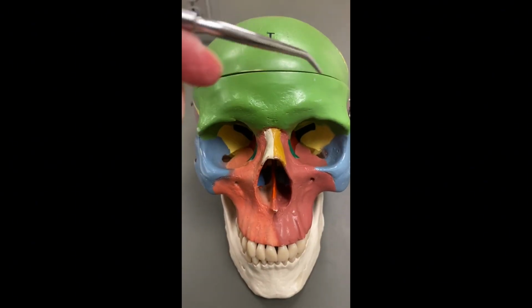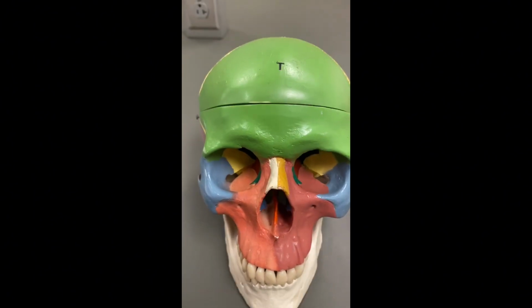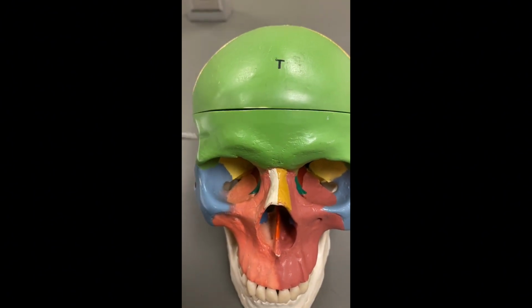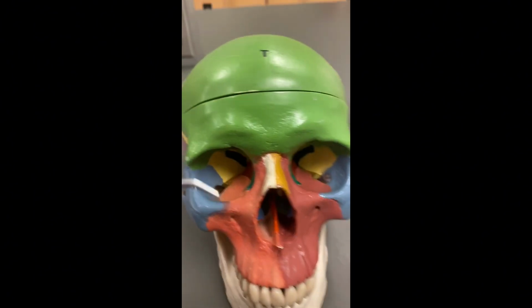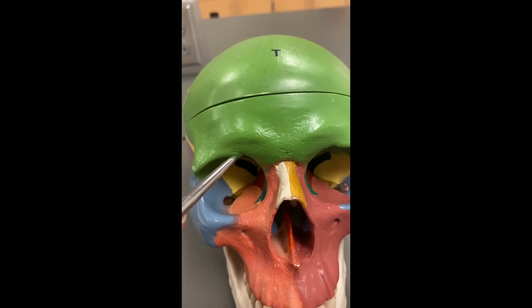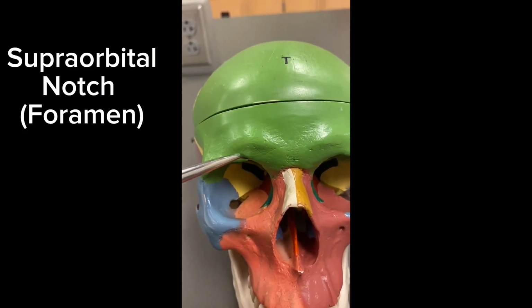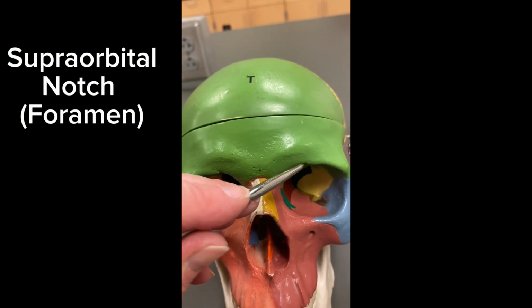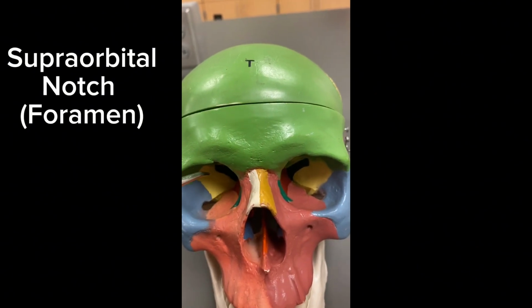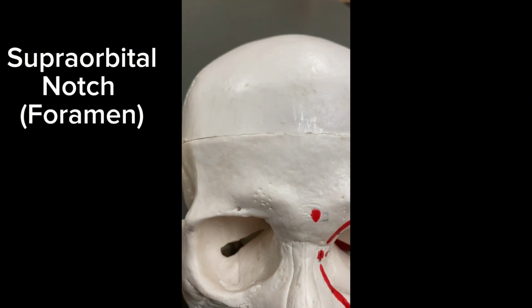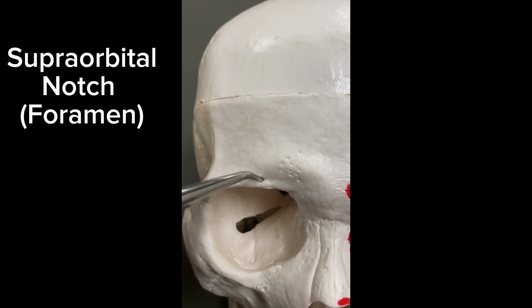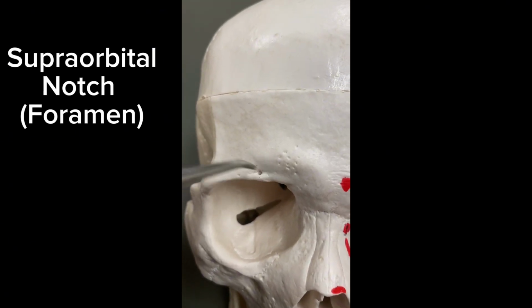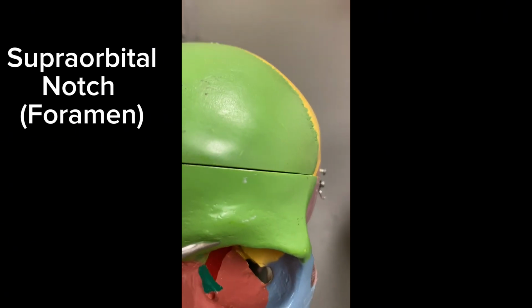Okay, now I've got the skull cap put back on. We're going to focus on the frontal bone. So this is the frontal bone here. The markings you need to know: the supraorbital notch is a notch on this particular model. You need to look at different models in the lab. And so over here, if we look, you can see a little hole. It's called the supraorbital foramen, or the supraorbital notch.